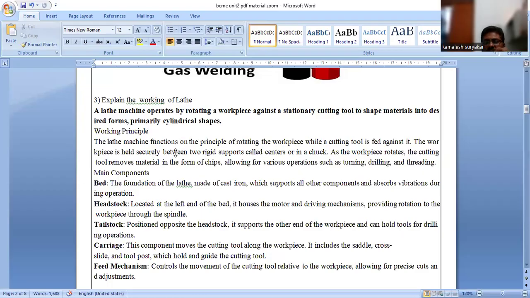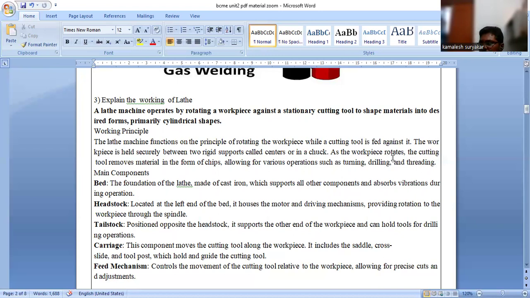Working process. The lathe machine functions on the principle of rotating the workpiece while a cutting tool is fed against it. The workpiece is held securely between two rigid supports called centers or chucks. So the spindle has centers. By tightening the centers, the workpiece is firmly held inside.